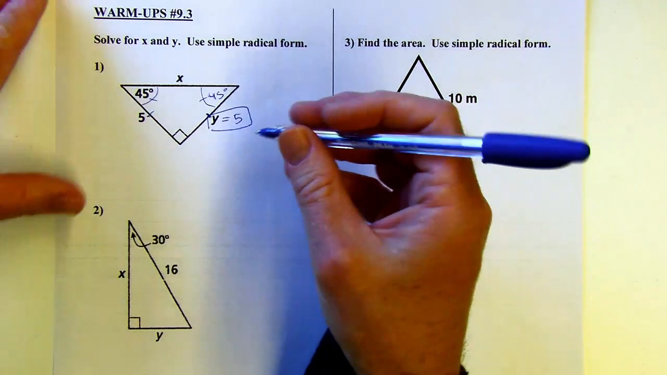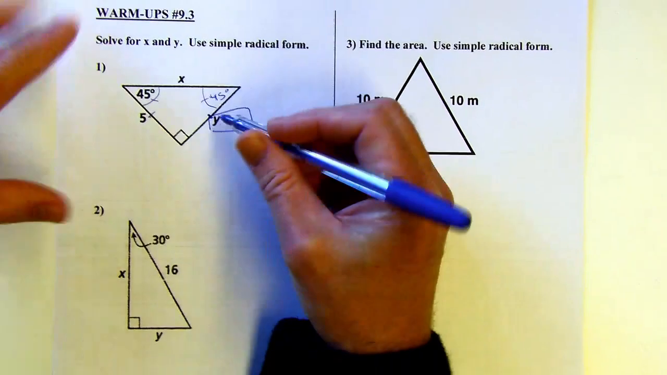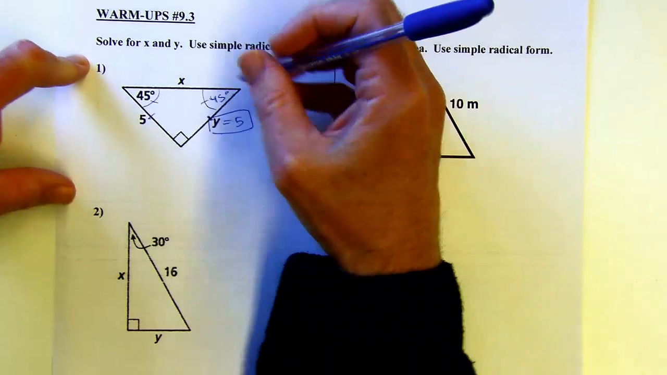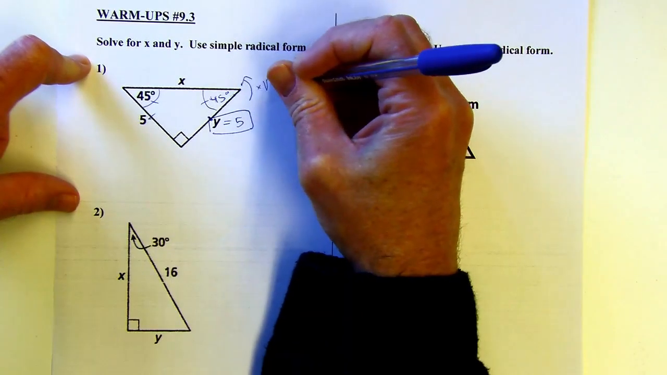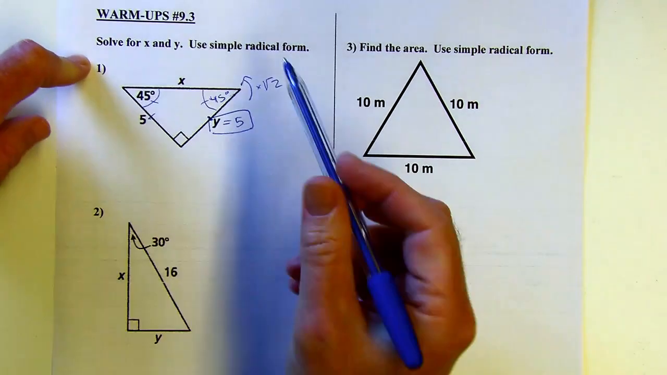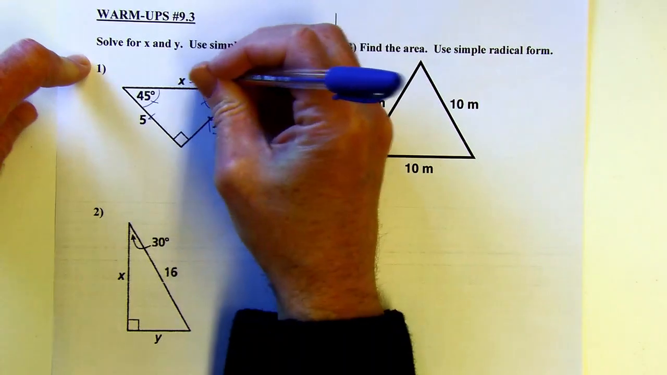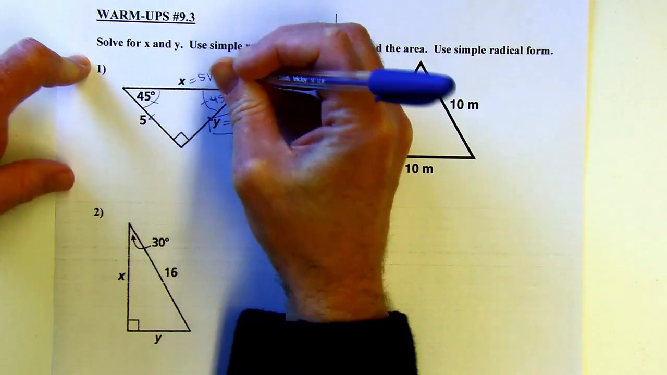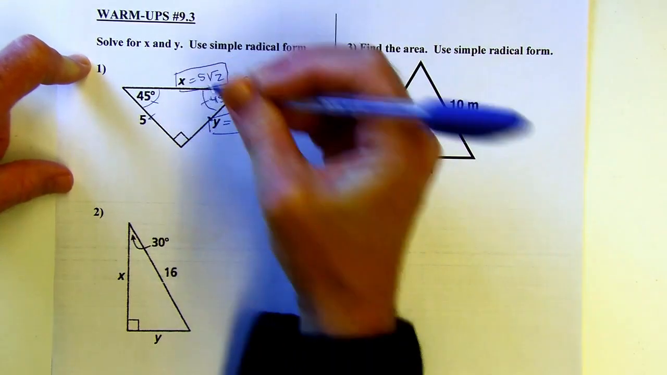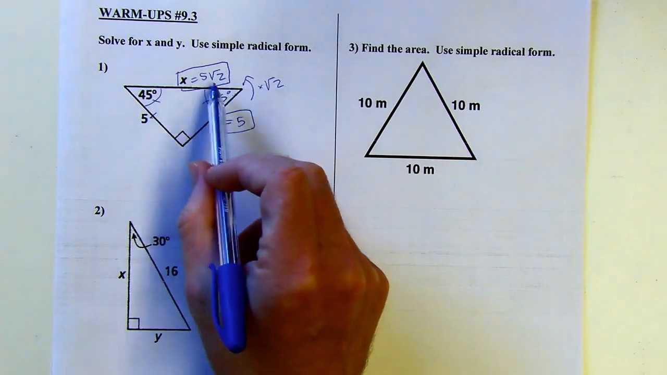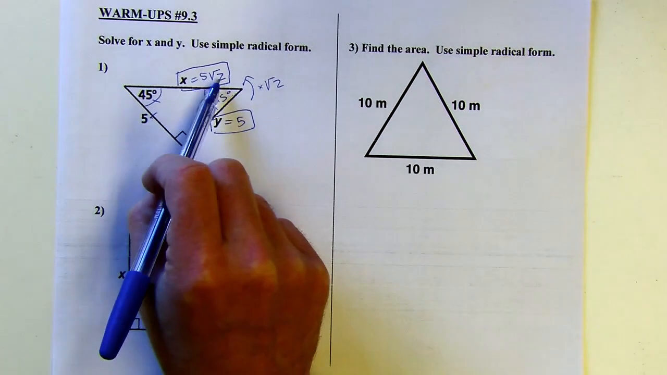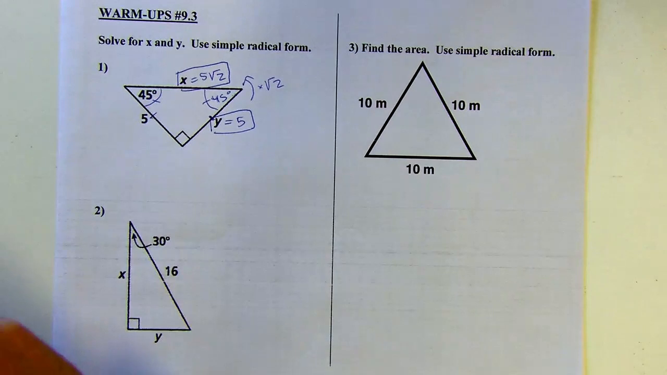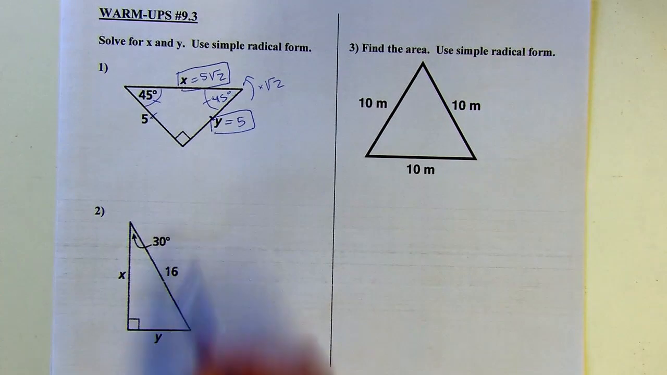But in a 45, 45, 90, if you take the leg, these are my two legs here, if you multiply either one of them by the square root of 2, that's going to give you your hypotenuse. So just a little shortcut to get around the Pythagorean theorem. That will give you 5 root 2. And that's in simple radical form. I'm kind of checking to see if I can take out twins. That's how I do simple radical form. Okay, but that one's good to go.